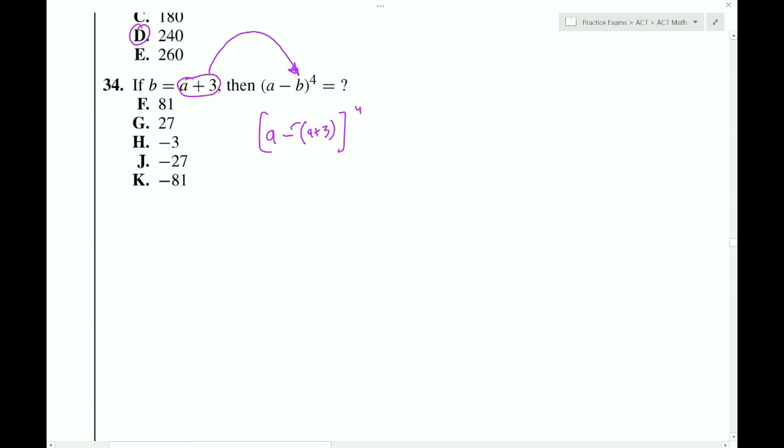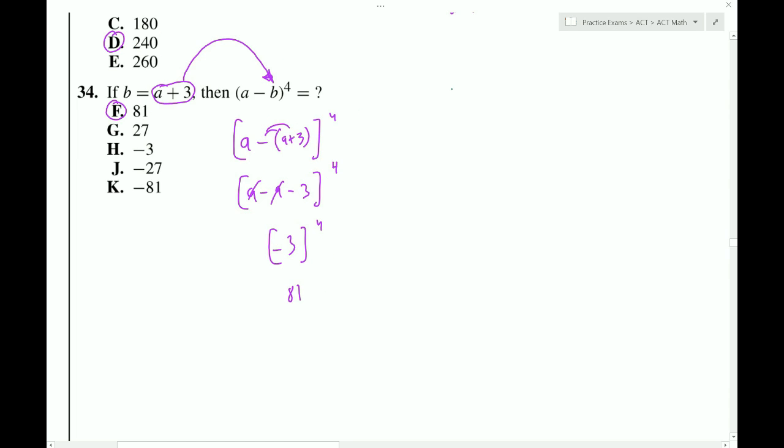The reason that's important is because this minus sign distributes to make minus a minus 3, okay, to the fourth power, and then these a's will cancel, so we get minus 3 to the fourth power, which is 81. Okay, so in this case it actually wouldn't cost you even if you did make that slight error. Let's look at another way to do this.